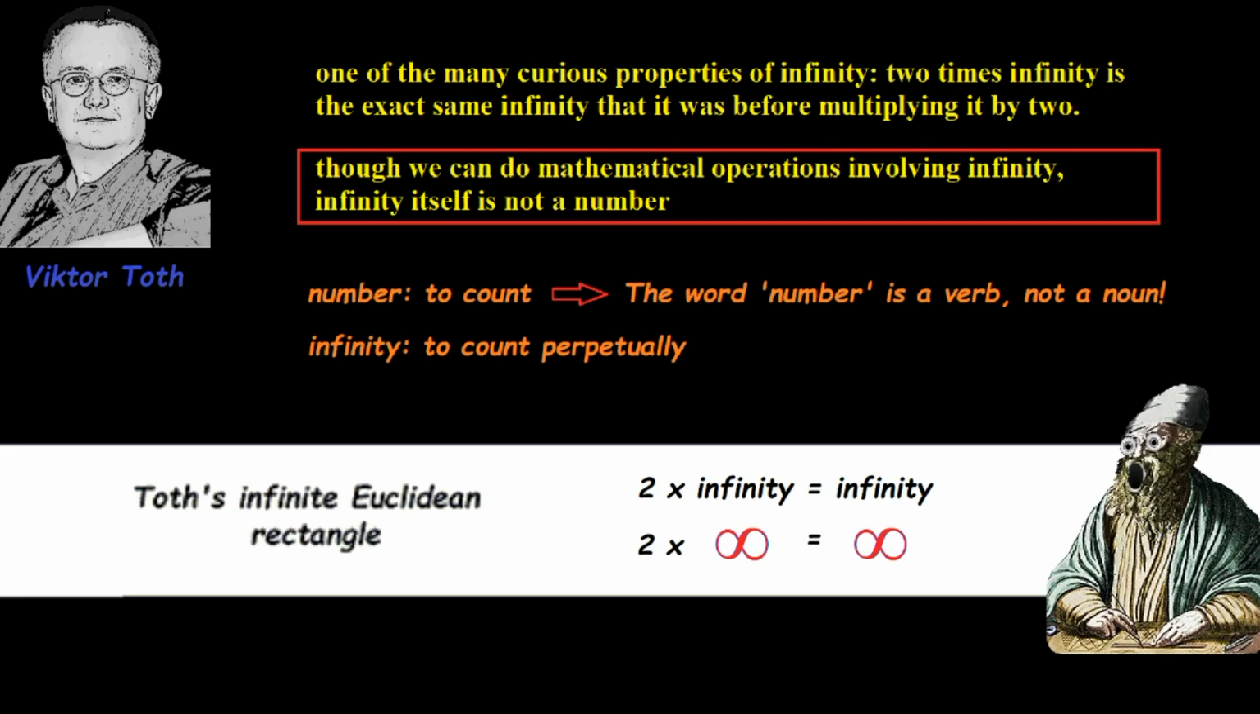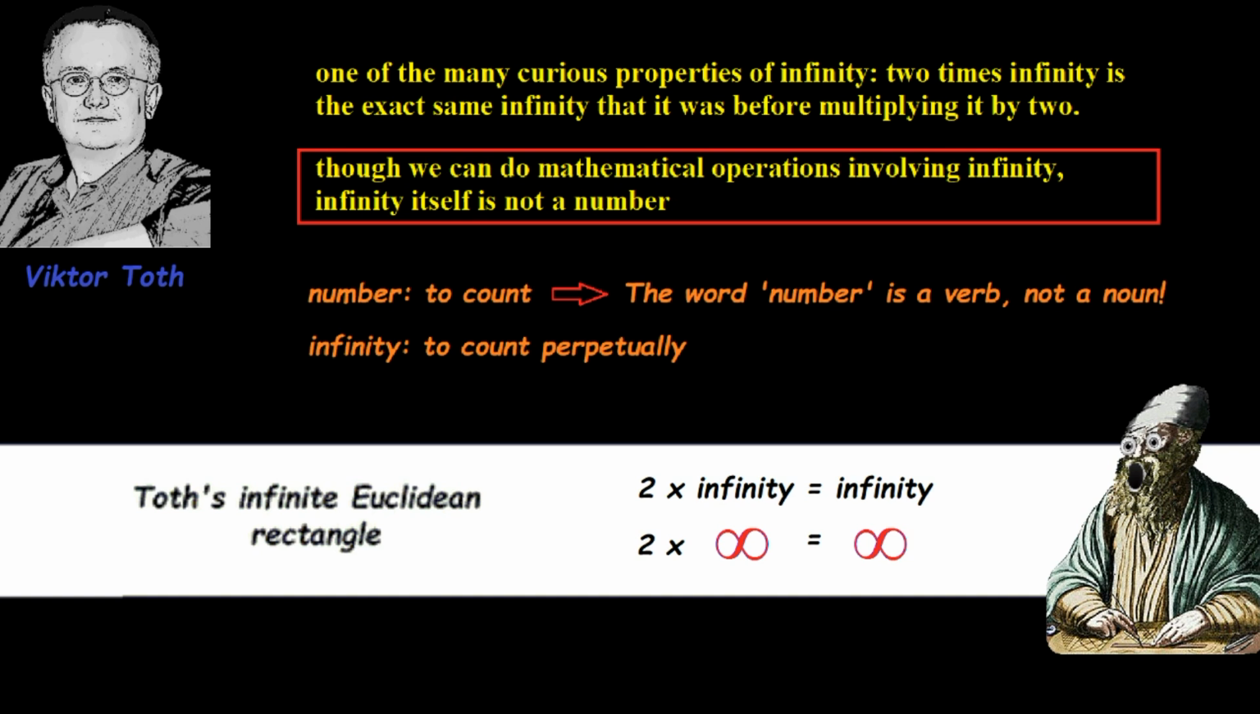Okay, and here he gets into more trouble, this Mr. Toth here. He says, one of the many curious properties of infinity: 2 times infinity is the exact same infinity that it was before multiplying it by 2. So, he says, if you have one apple, you multiply it times 2, you have 2 apples. We all understand that. But now he says 2 times infinity is equal to infinity. And 3 times infinity is equal to infinity, and 1,000,000 times infinity is equal to infinity.